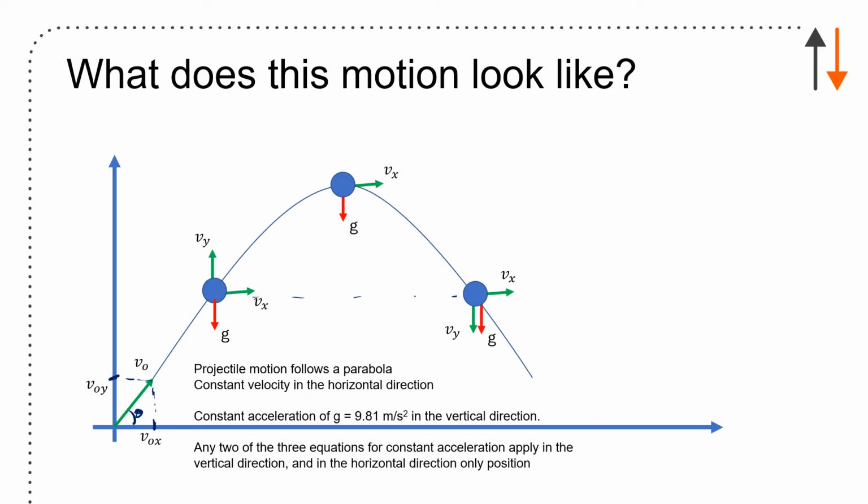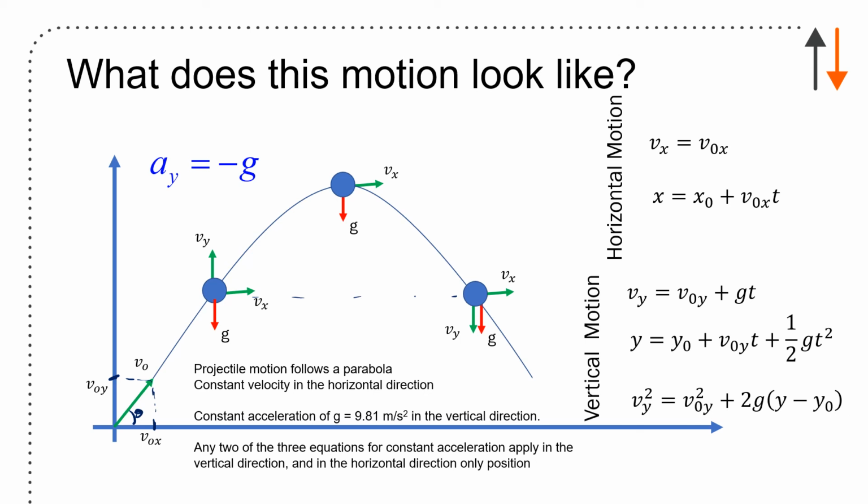We have two equations that we can use for constant acceleration, and remember that two of the three are actually dependent on each other, and so it doesn't really work very well. In the horizontal direction, we really only have position. Velocity is equal to velocity x. Acceleration y equals minus g, and we have the horizontal motion and the vertical motion. So that's your total set of equations that you have.